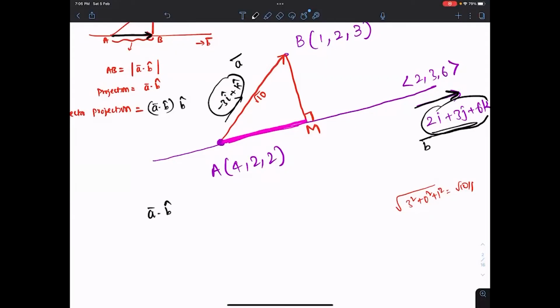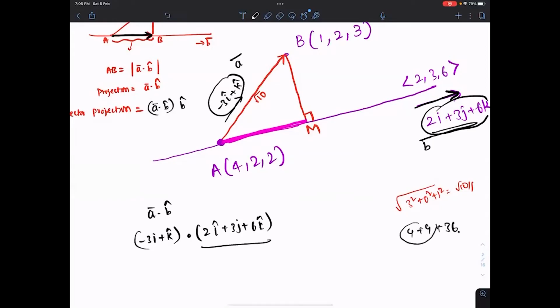Let us write down. What is A bar? Minus 3i plus k, dot product with B cap. B cap means B bar by mod B: 2i plus 3j plus 6k. What is mod B? 4 plus 9 plus 36, so this is 49, root is 7. Okay. So if you do the dot product, how much will you get? Minus 6 plus 6. How much is it? 0.